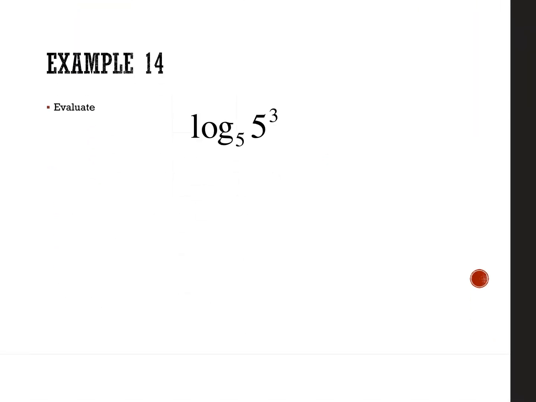So this is saying to evaluate. What that means is this is supposed to equal a number. So let's see if I can manipulate it using some of the rules that were on the previous slide. One of the rules says that I can take this exponent and put it out in front of the log. So this actually equals this.